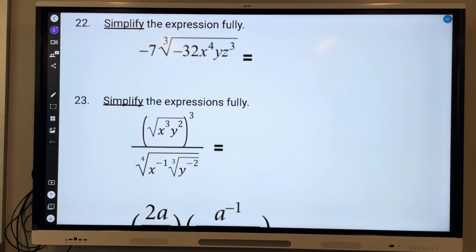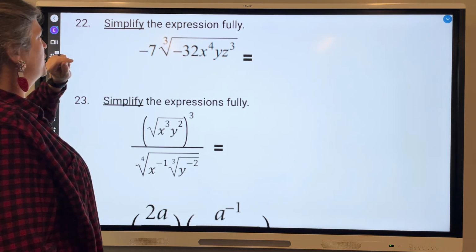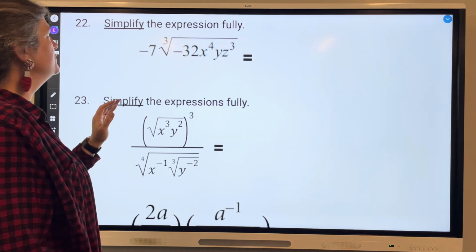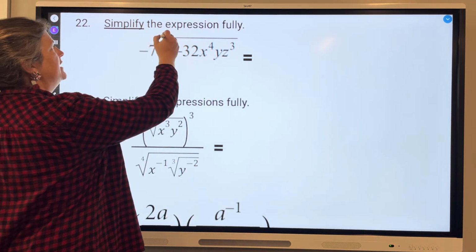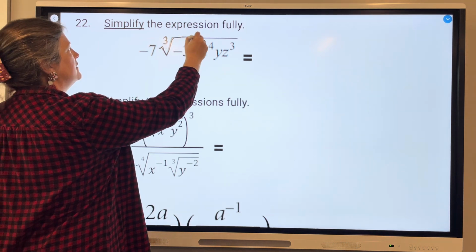All right, this is the review for semester 1 of Algebra 2. Problem number 22, page 7. Page 7, problem 22, simplify the expression fully. So this is a radical expression. It has an index of 3 in the radical.